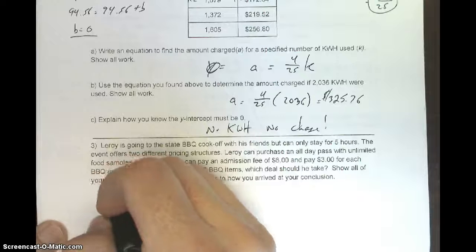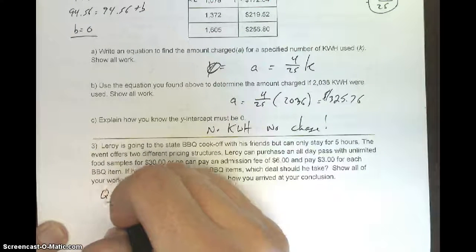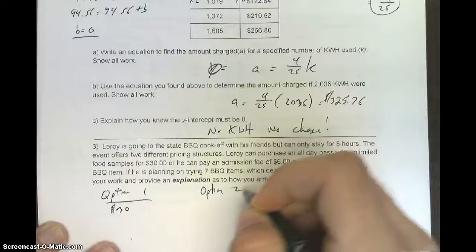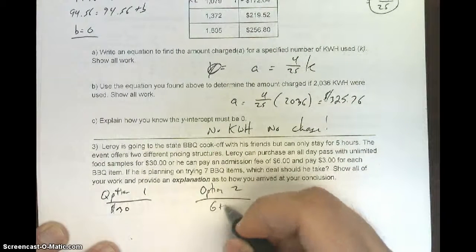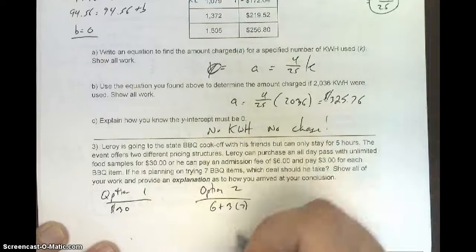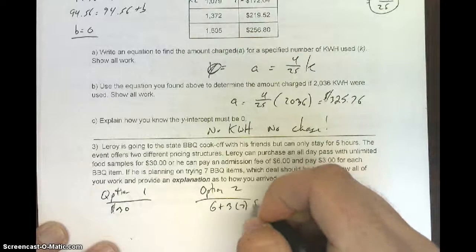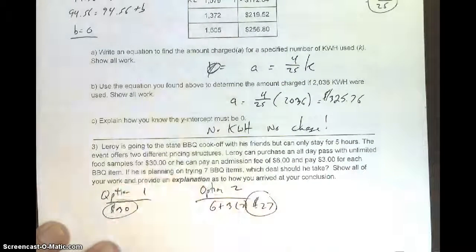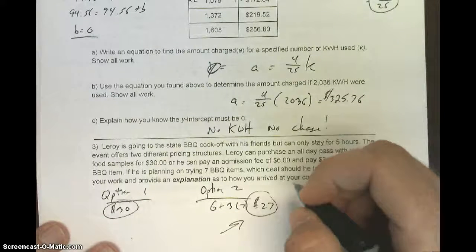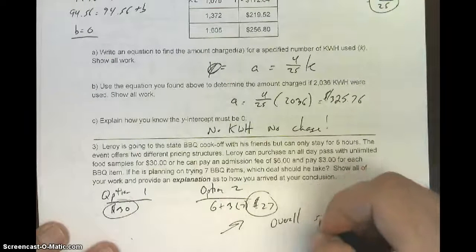So option 1 is $30, a flat fee. You get to eat all you want. Option 2, it's $6 and $3 for every item he eats, but he wants to eat 7. So 3 times 7 is 21 plus 6, $27. Now imagine this is you. What would you rather spend, 27 or 30? Obviously 27. So for an explanation, just write, overall, spending less money.